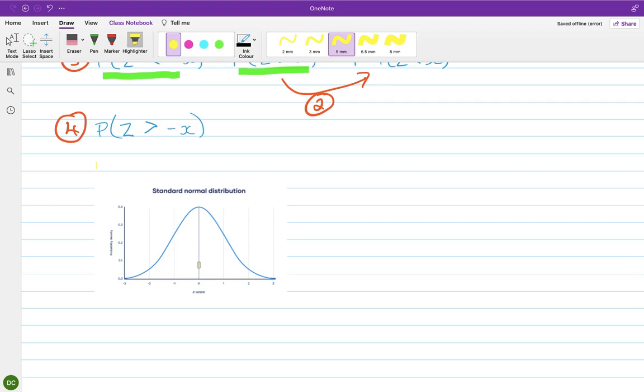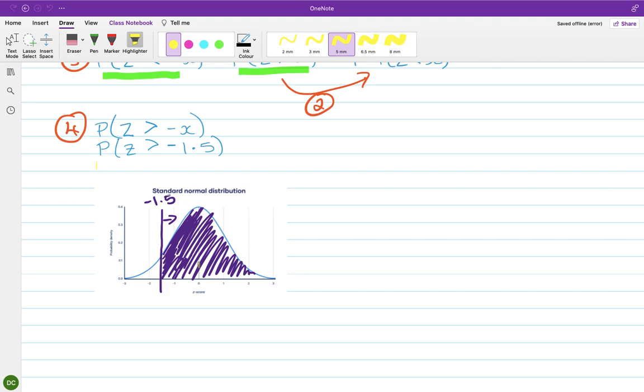So let's think of an example for this one. The probability of the z-score being greater than minus 1.5, for example. Okay, any negative number. So greater than, so minus 1.5 is here. And we want greater than, which means we want this side. So it's all of this that we need. Oh, we did do one of these. Sorry, we did one of these in class yesterday.